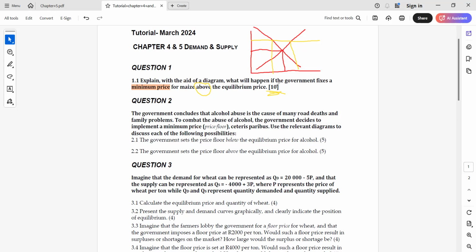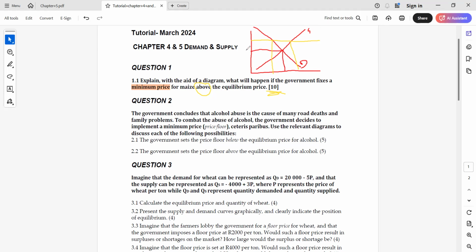So a minimum price is set above the equilibrium price to be effective. If it is below, then it would not be effective, right? So when the government sets this minimum price above the equilibrium price for maize meal, let me just indicate my demand and supply curves. This is my demand curve and this is my supply curve, and this is my equilibrium price.